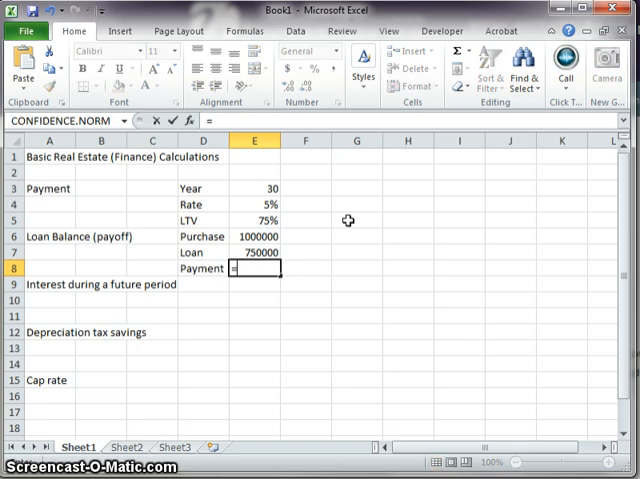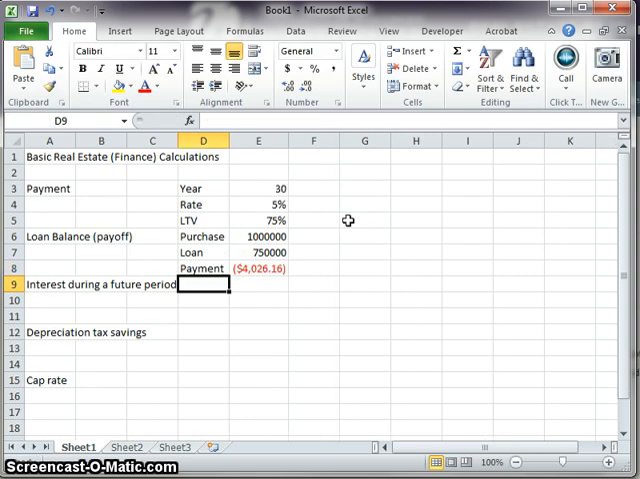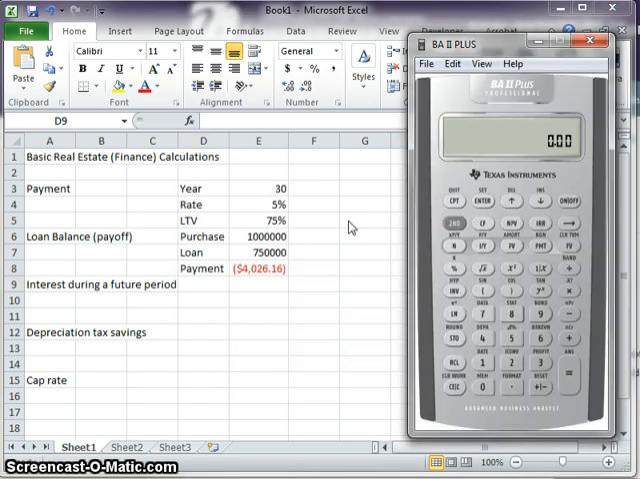So the payment in Excel is just simply PMT. We're going to open the parentheses. We're going to point the first point to our rate. We're going to divide that by 12. These are typically monthly payments. And we're going to point now to our number of periods. And now we'll multiply by 12. And that'll give us 360 periods. And then we're going to use the amount that we're borrowing, or the loan amount. And we get a payment of $4,026.16.